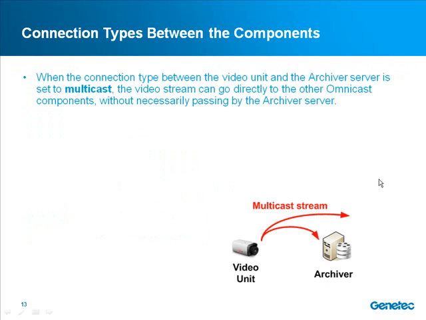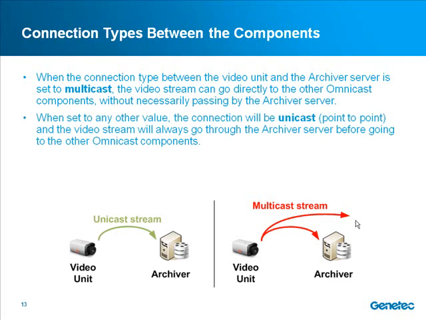Now, when we set the connection type between the unit and archiver to multicast, the video stream can go directly to the archiver server and also to the other components at the same time. If you specify any other connection type, it will always go through the archiver before going on to the other components. It must take one route or the other.